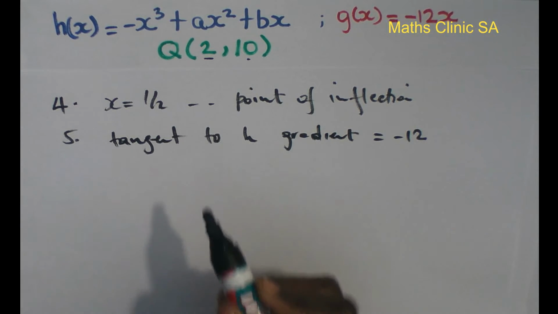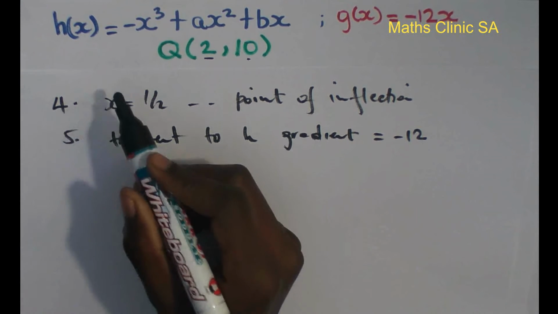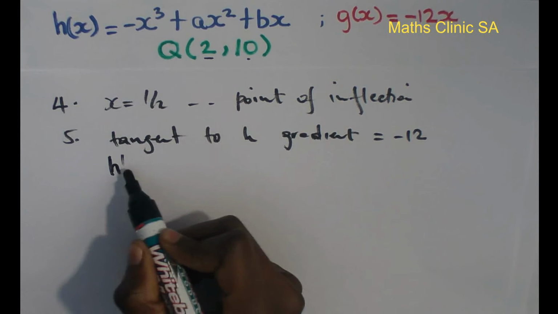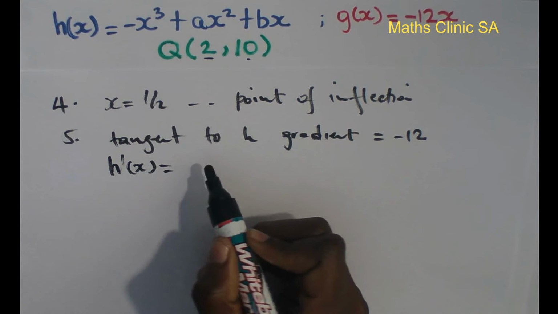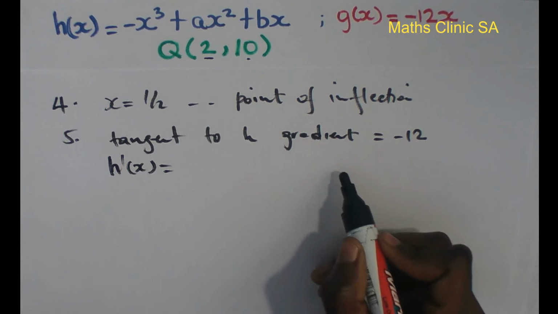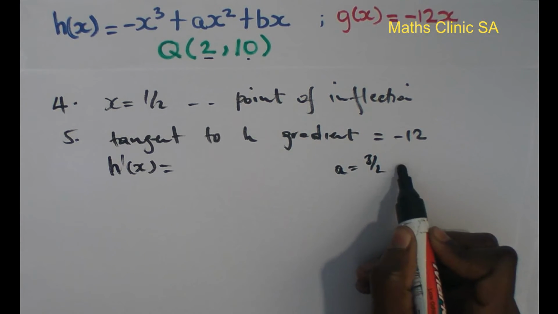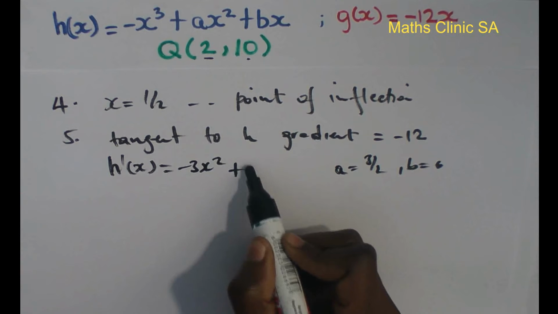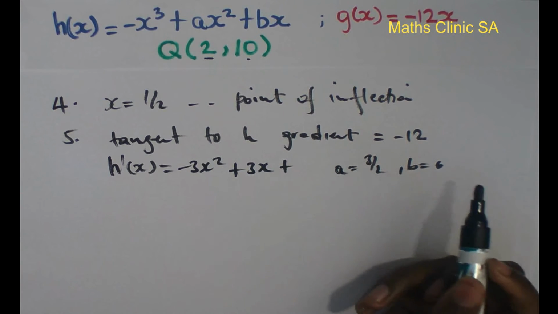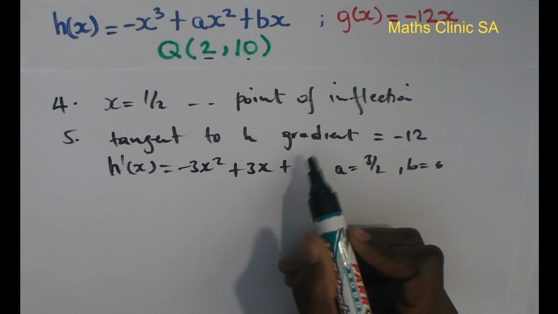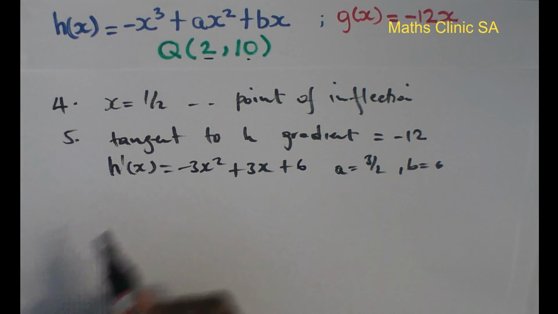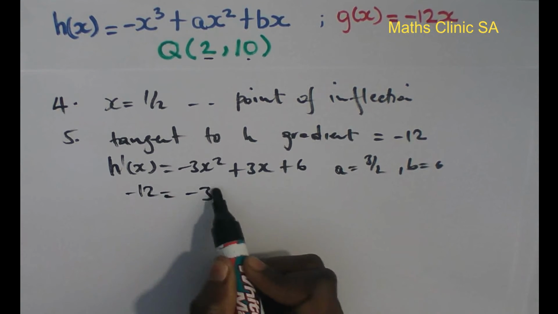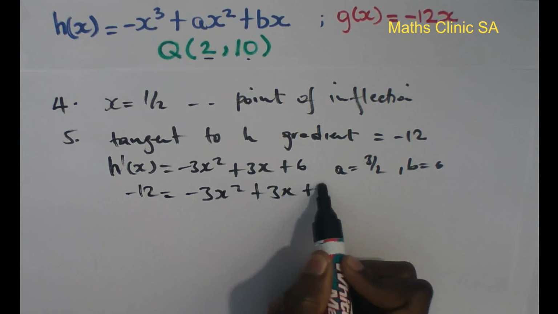And then we know that the gradient of the tangent to h is found by taking the first derivative of our function h. So we must start with our first derivative, where h of x is our function. Now a is 3 over 2 and b is 6. Alright, so this is negative 3x squared plus 3x plus 6. And then we say our gradient equals negative 12, so we equate it to negative 12. This is minus 3x squared plus 3x plus 6.